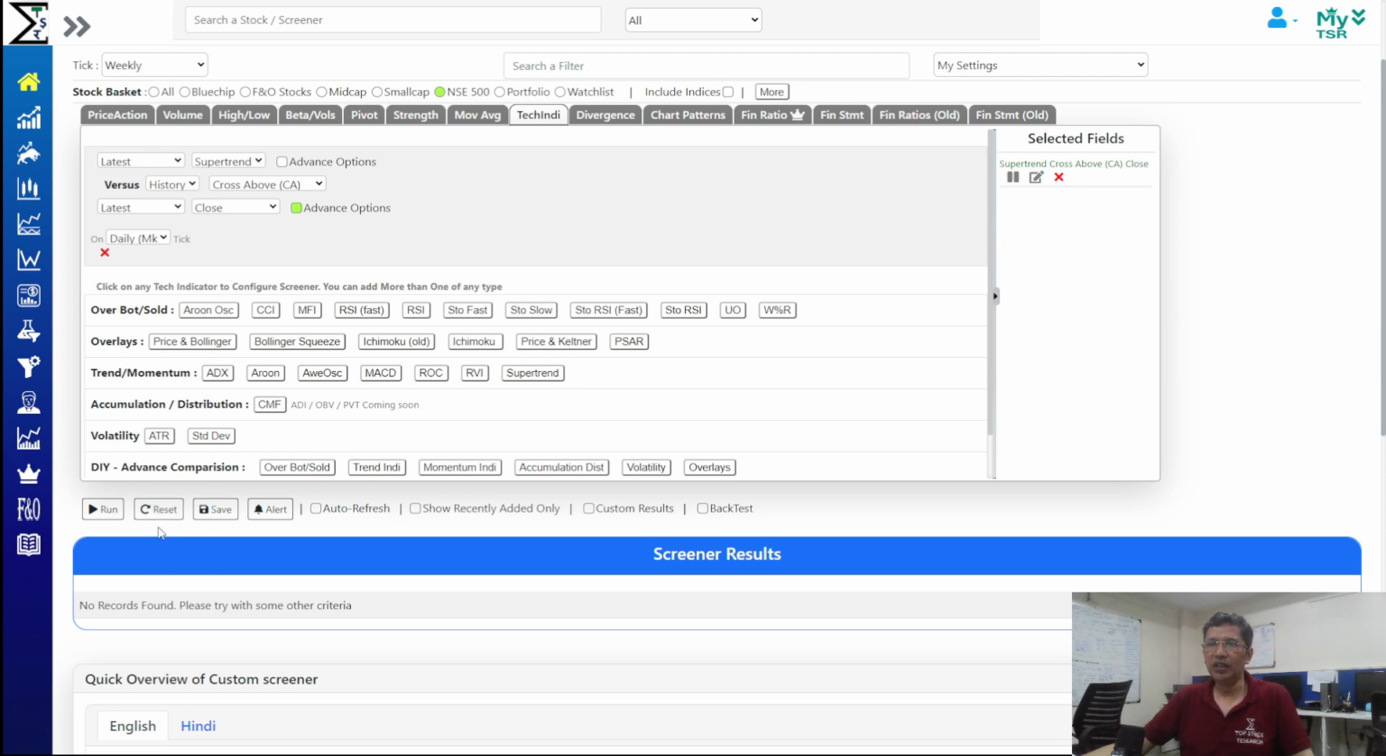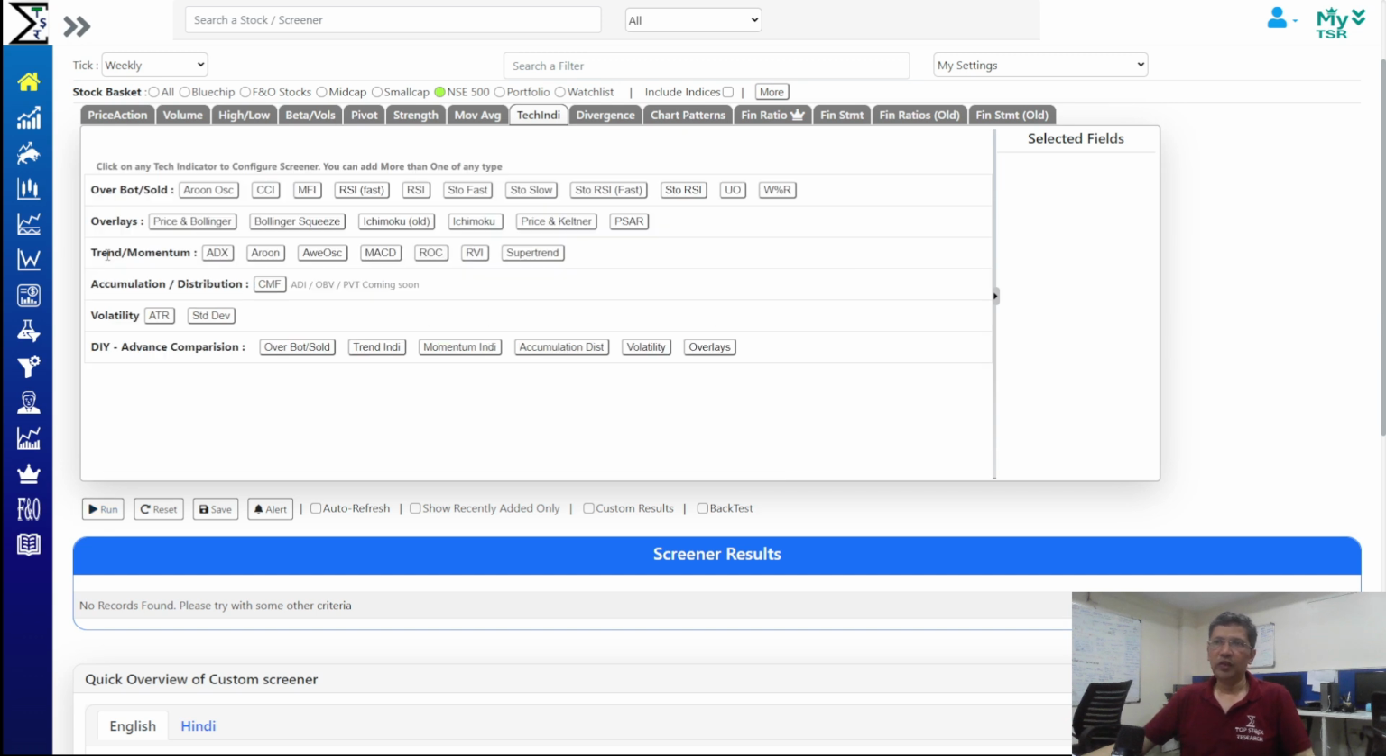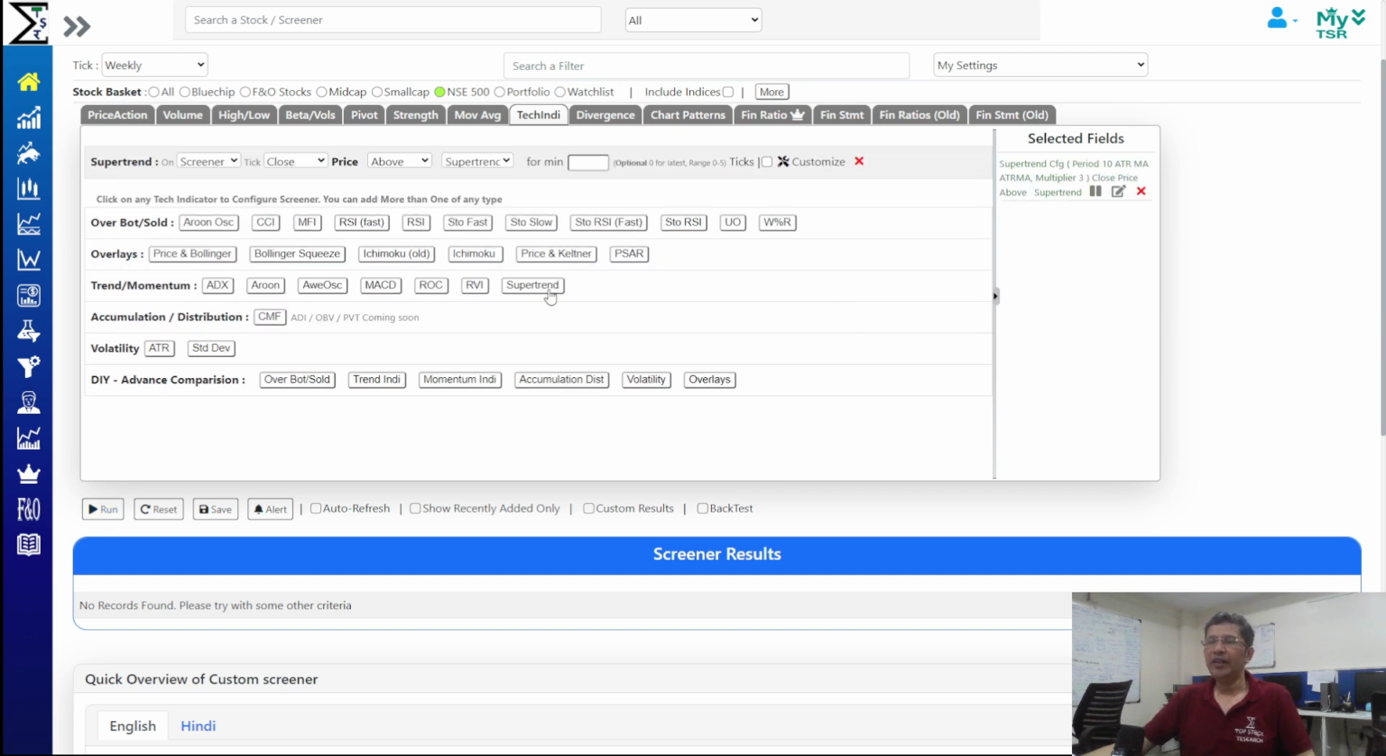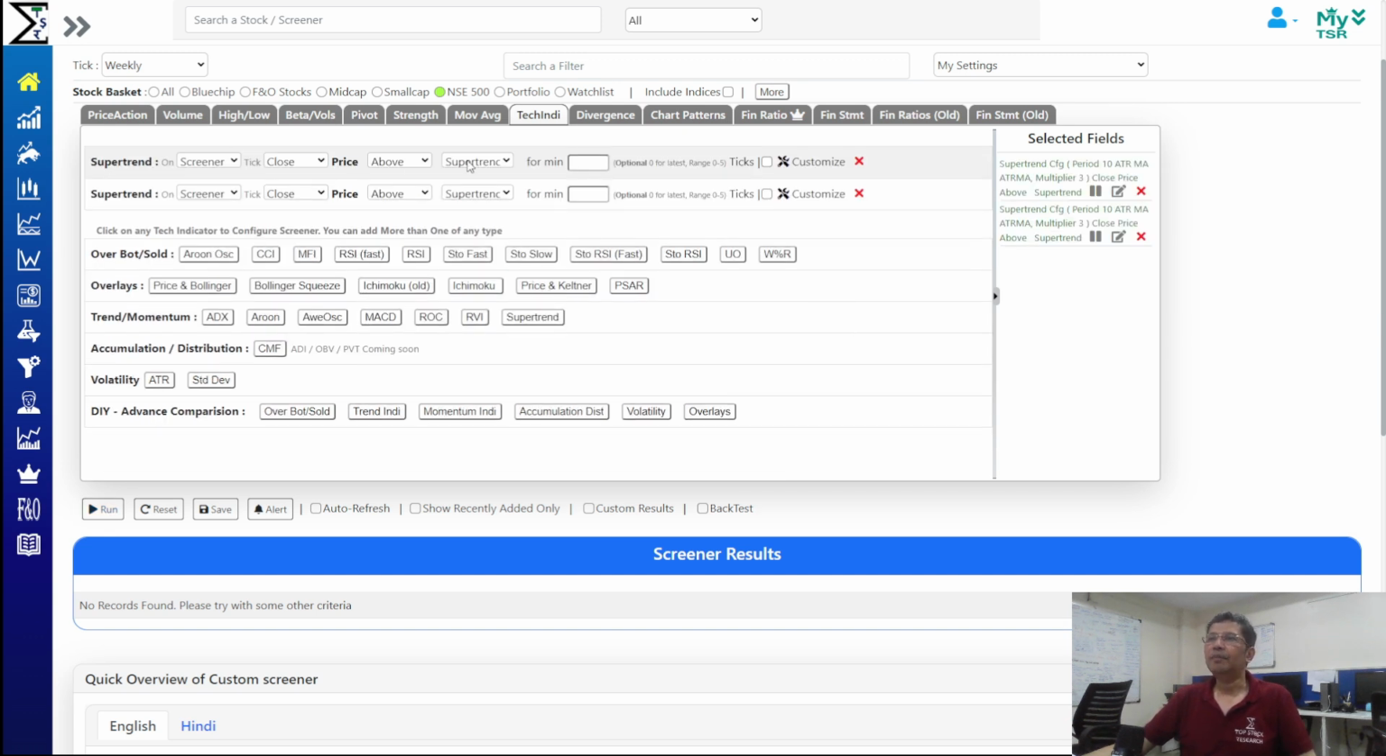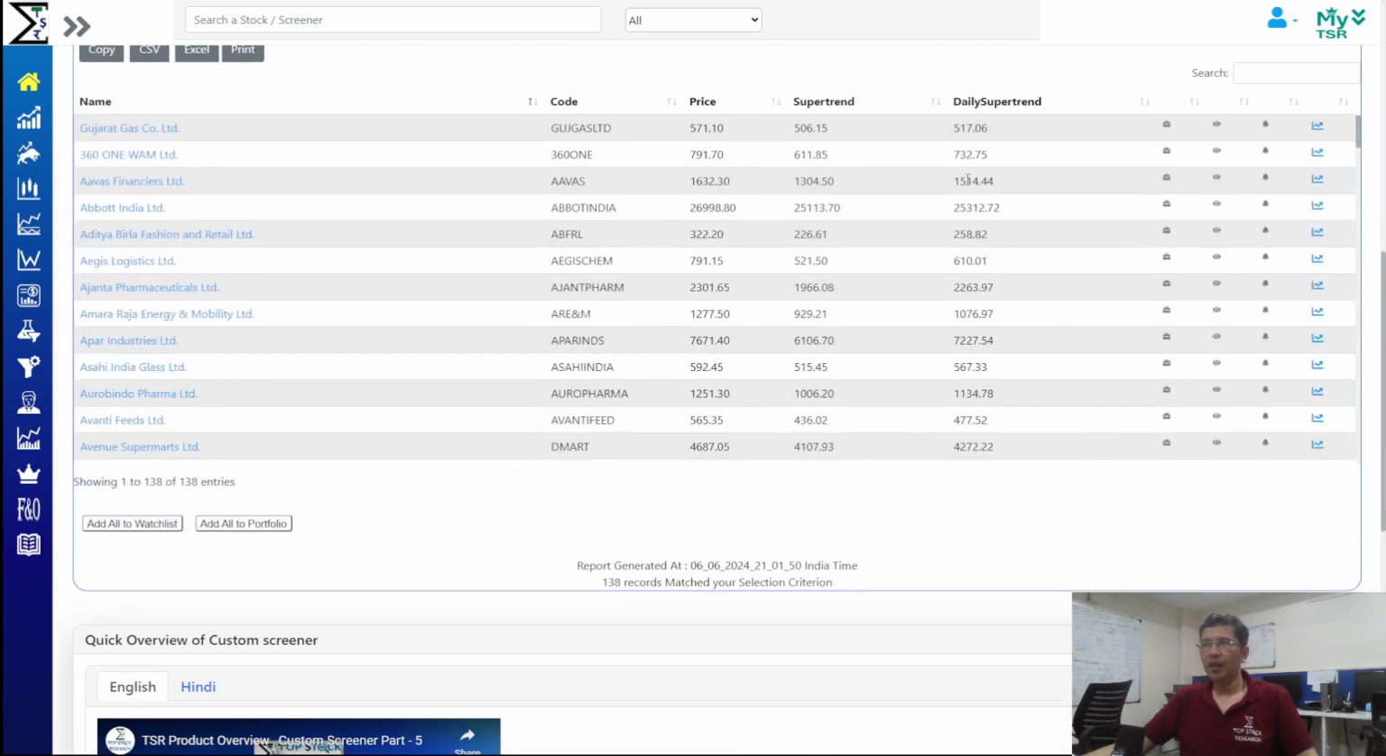So we do not have any example out here, but you can work on different examples. Also, you can use multiple Supertrends. So price is above Supertrend on daily tick as well as on weekly tick, right? In this way, you can use the same indicator across different ticks or different frequencies to get your results. So when we see out here, you'll find a few stocks where price is above Supertrend on daily as well as above Supertrend on weekly tick.